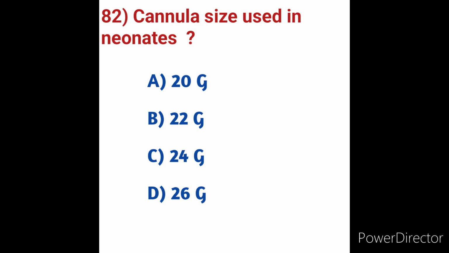The cannula size used in neonates is 24 gauge. In case of blood transfusion, we can use the 22 gauge cannula. But for IV access purposes, we can use the size for the neonates. IV cannula size is 24 gauge. Here in these options, option C is the correct answer. Next we will move on to question number 83.